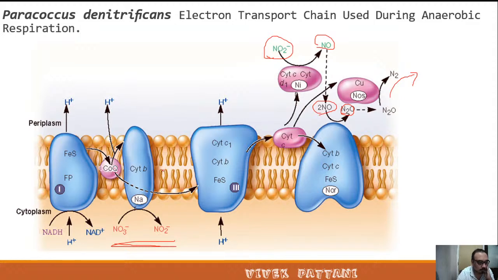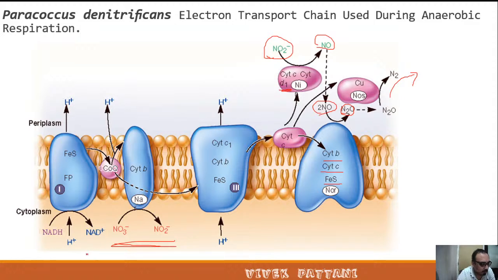But you can see clearly that in this case cytochrome a is not present. Instead, cytochrome d1 will play a major role in the conversion of nitrite to NO. Now this is just an example, in the case of Paracoccus denitrificans, and I am explaining the whole process again.